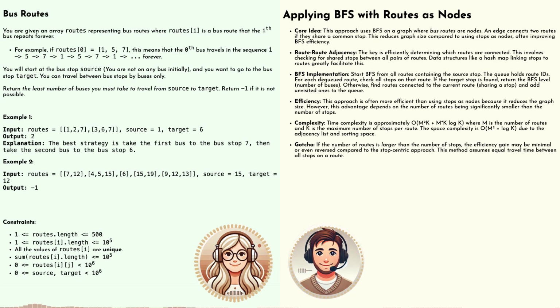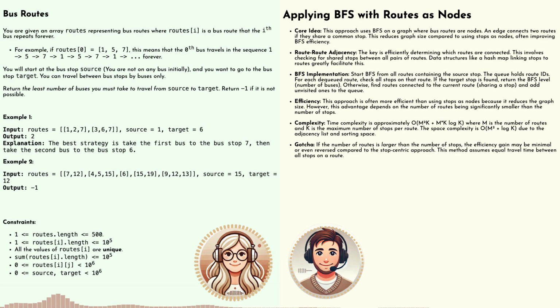This approach really shines when you have a lot of overlap between your bus routes. Oh, why is that? So think about it. More overlap means more connections in our routes-as-nodes graph, right? And more connections means fewer nodes for us to actually explore. So it makes the search faster. Exactly. It's like taking shortcuts. The more interconnected the routes, the faster we can find our way around. This is awesome. It's a cool way to think about it.